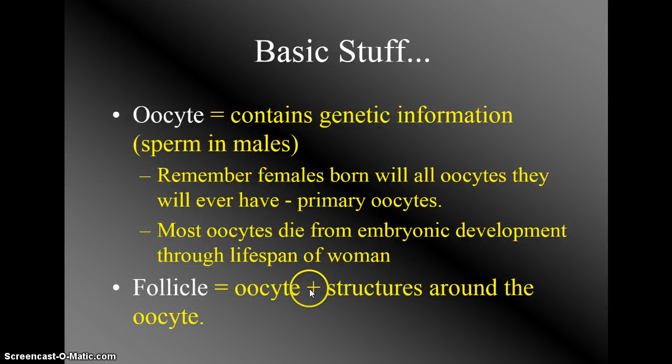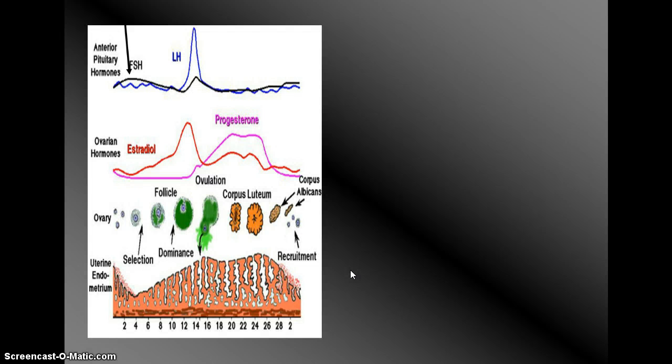The follicle is the oocyte plus the structures around the oocyte. And what you're going to see during the phases is that the follicle, the cells around the oocyte, are going to change in response to hormones. So the oocyte is the egg surrounded by cells. Those cells are going to grow and change in response to changes in hormones.